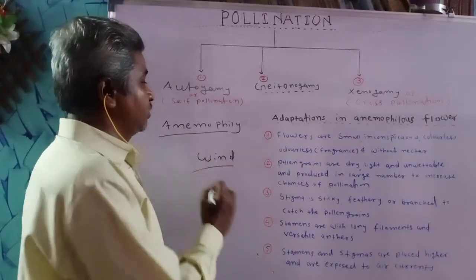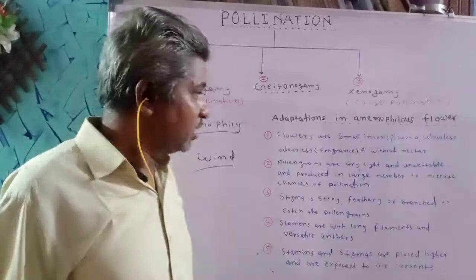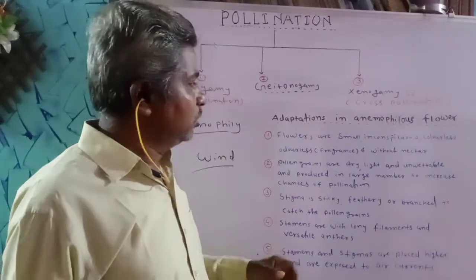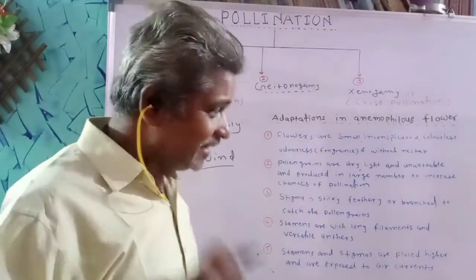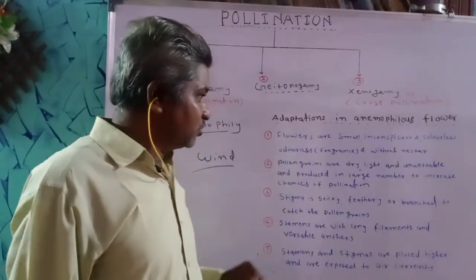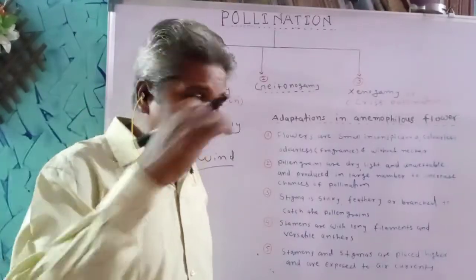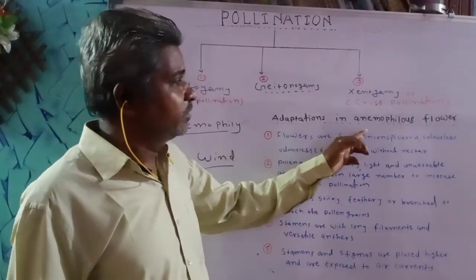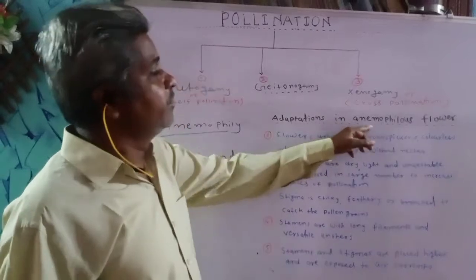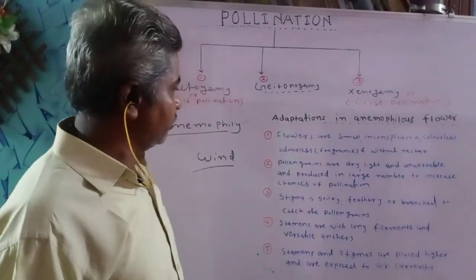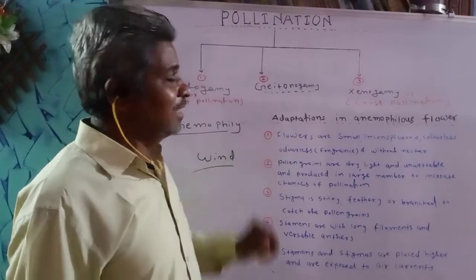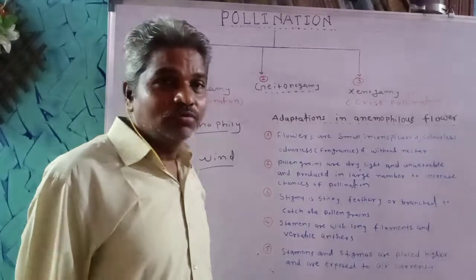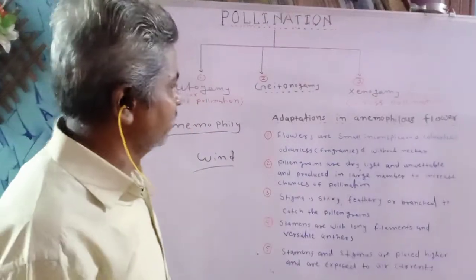Such pollination is called anemophilous type of pollination. The flowers which show anemophilous pollination have some peculiarities, characters or adaptations. Such characters which are favorable and useful for anemophilous pollination are nothing but adaptations. Now, what are these adaptations which are favorable for anemophilous pollination?